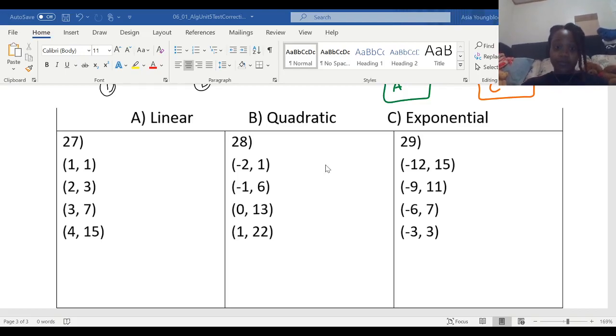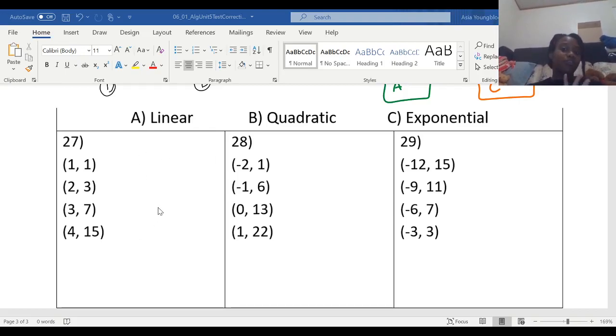For this next set of problems, we are asked to determine whether or not the ordered pairs represent a linear, quadratic, or exponential function. In order to determine that, we have to look at how the y values are changing. So I've already went ahead and organized the ordered pairs for you from least to greatest, so you don't have to worry about that step. But now we're just going to look at this column, the y values, and look at how they're increasing or decreasing and see what patterns we notice. And that will tell us whether the function is linear, quadratic, or exponential.